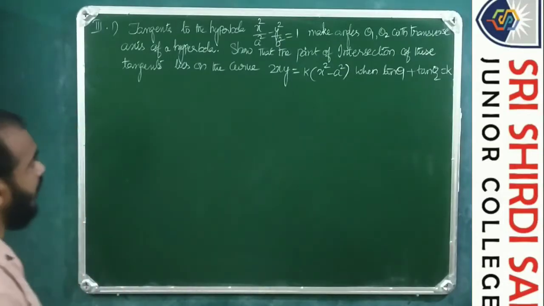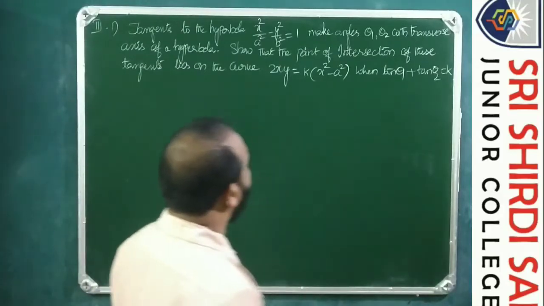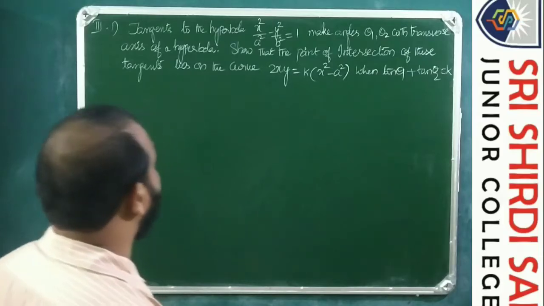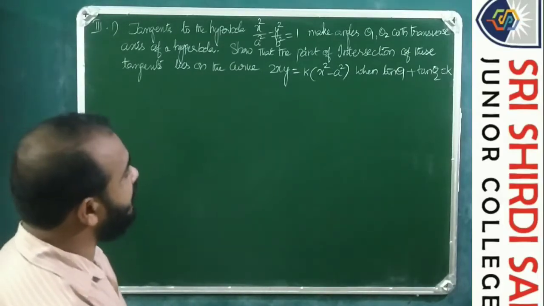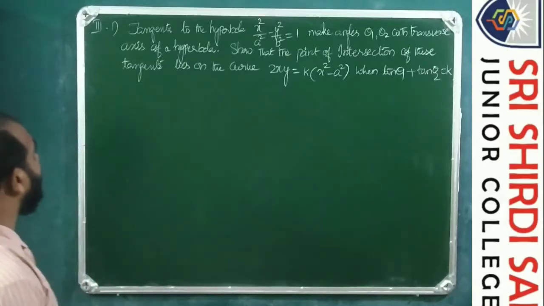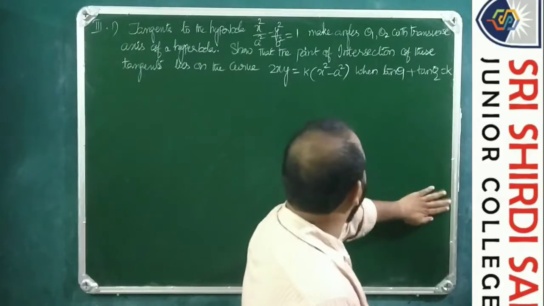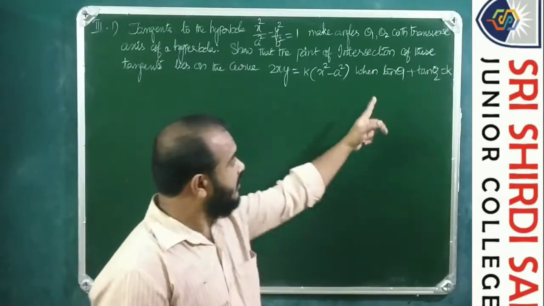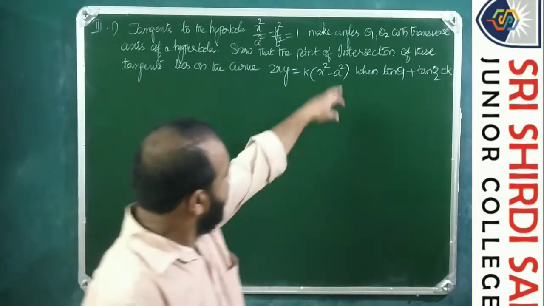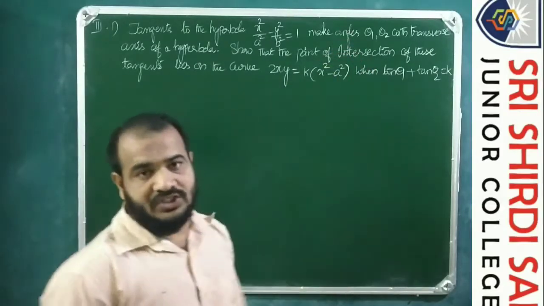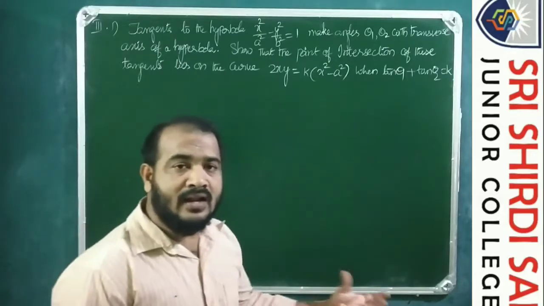Tangents to the hyperbola x square by a square minus y square by b square equals 1 make angles theta 1, theta 2 with the transverse axis of the hyperbola. Show that the point of intersection of the tangents lies on the curve 2xy equals k into x square minus a square, when tan theta 1 plus tan theta 2 equals k.